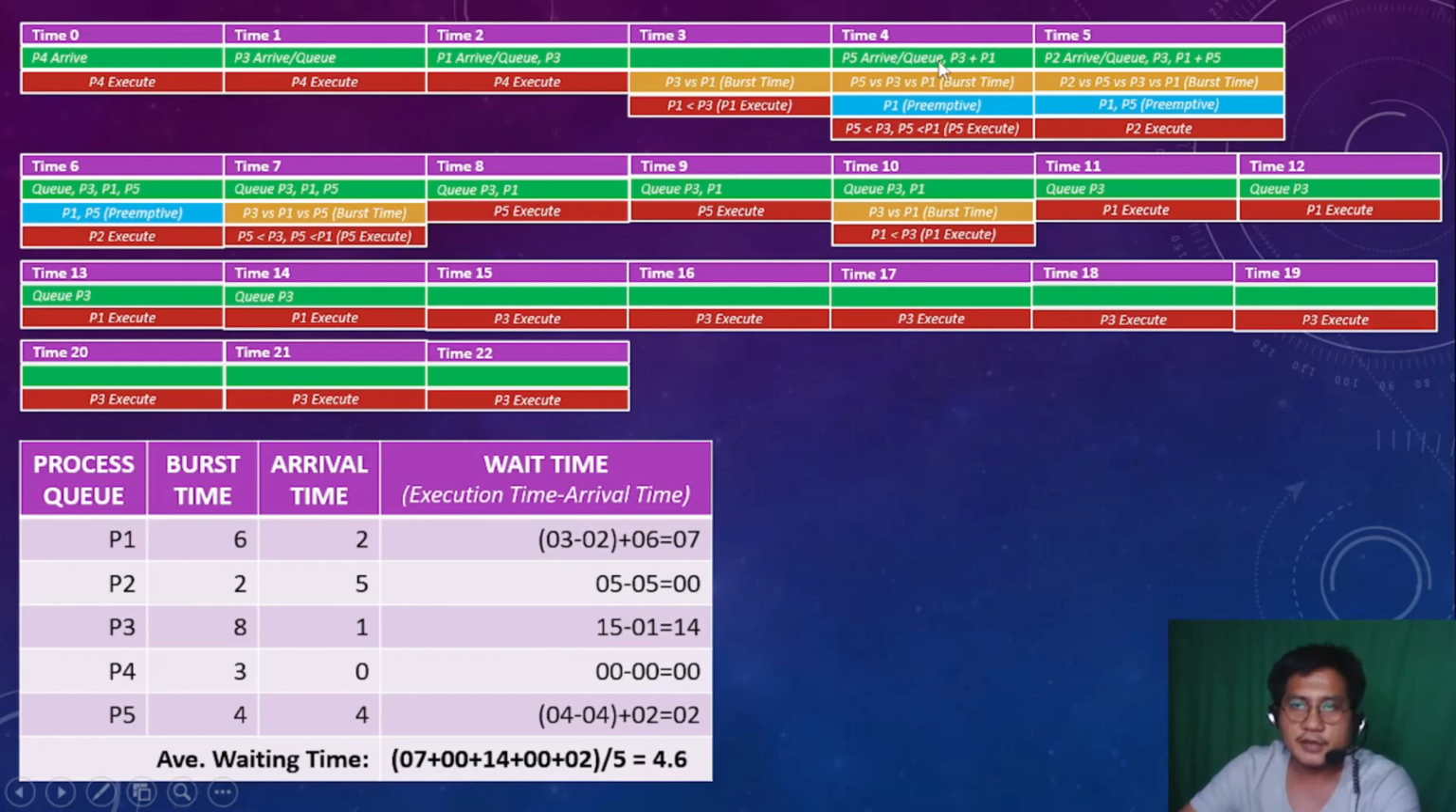It will be added in the queue, and then since there is a new process that arrives, the execution of process 1 will be halted and will be compared to the queues. So P5 now will be compared to P3, P1, and P3 and P1's burst time.